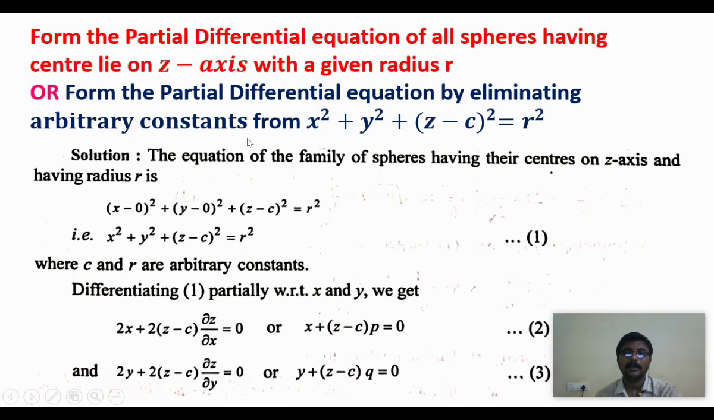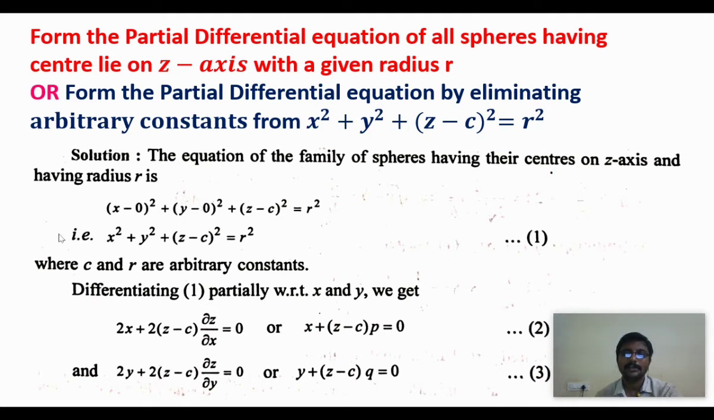We know that the family of spheres having radius r units with the center on z axis is given by the equation x square plus y square plus (z minus c) whole square is r square. So which represents the sphere having center on z axis and radius r units. So where c, r are arbitrary constants. Let it be equation 1. Now equation 1 is differentiated partially with respect to x and with respect to y.